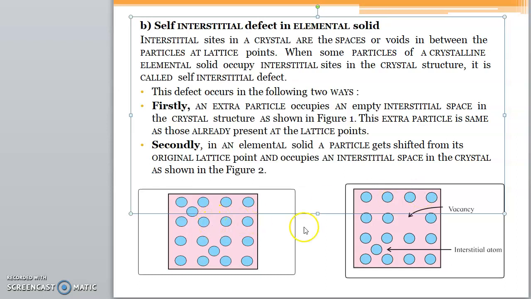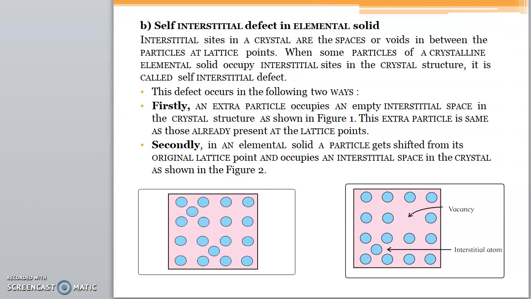Okay, so here if you look at both the diagrams, my dear students, in this diagram all the particles are there, there is no vacancy at all, but there are two particles which have come from outside. They have occupied interstitial spaces, whereas in this case a vacancy is created and that particle has jumped somewhere over here. Okay, so that is self interstitial defect.